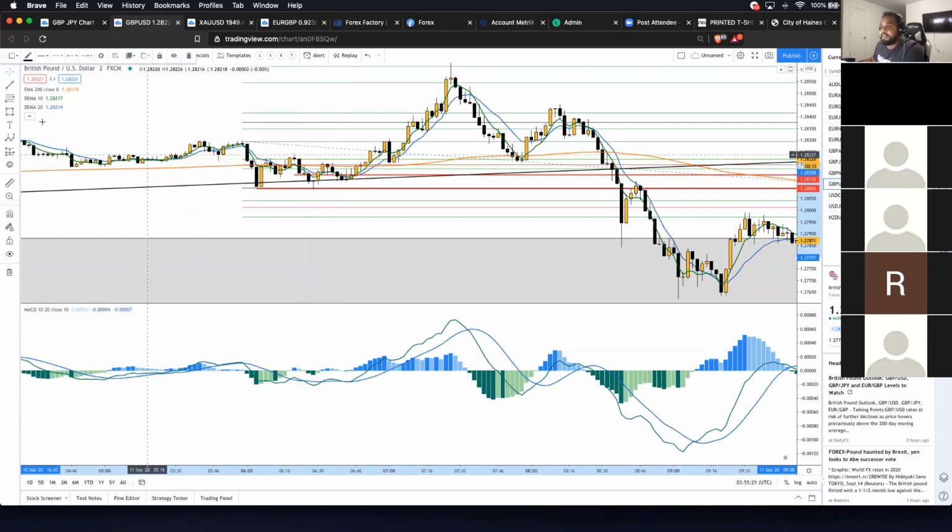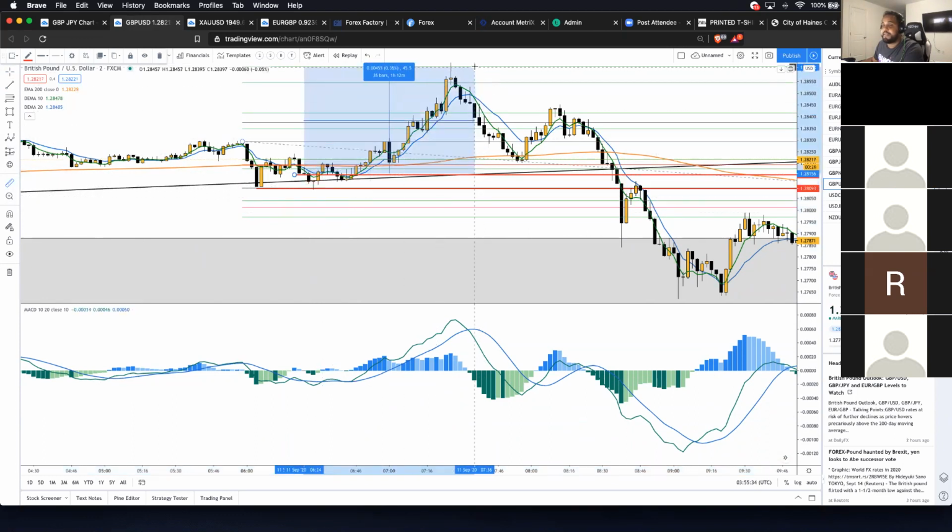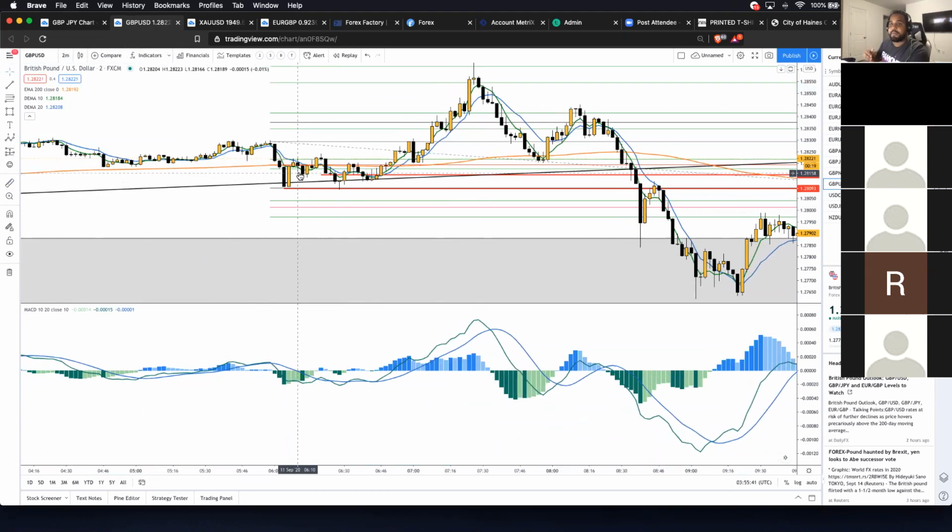Exactly. But look, if I would have held one $4 lot, look at my risk to reward. We're talking about like 10 pips in return for 45. It's a good trade. Yeah, right? Yeah. I didn't do it on purpose.